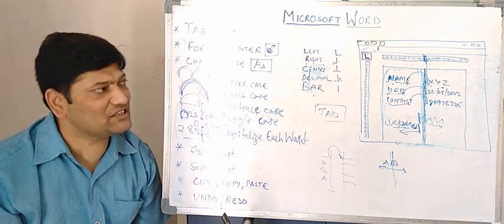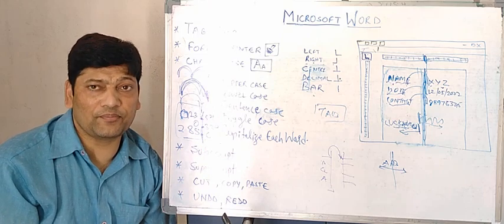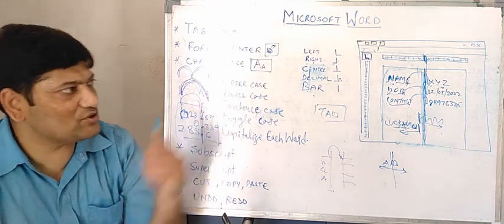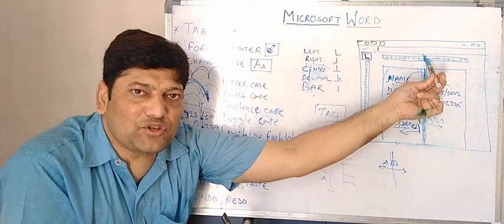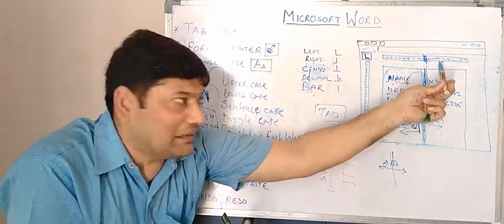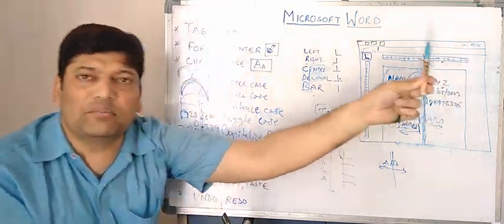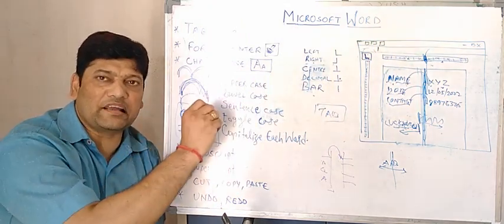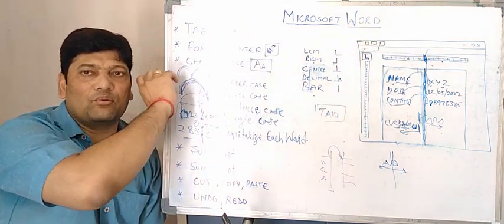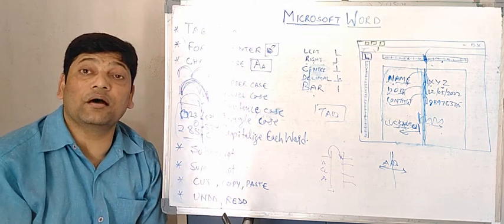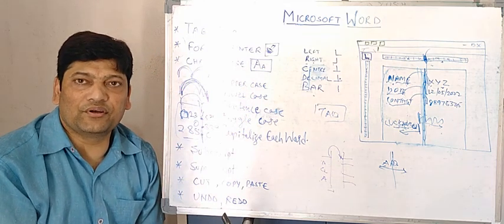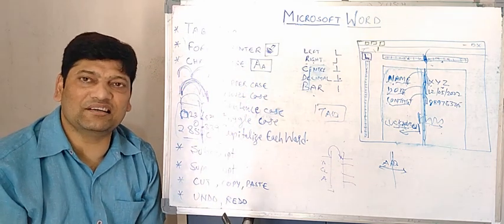Now the question is, is it possible to remove the tab stops? Yes, you can remove these tab stops by clicking on the tab stop that you have created on the ruler bar and dragging it out of the ruler bar. As you click with the mouse and drag it out from the ruler bar, your tab stop is removed. So this is how you can work with the tab stop.